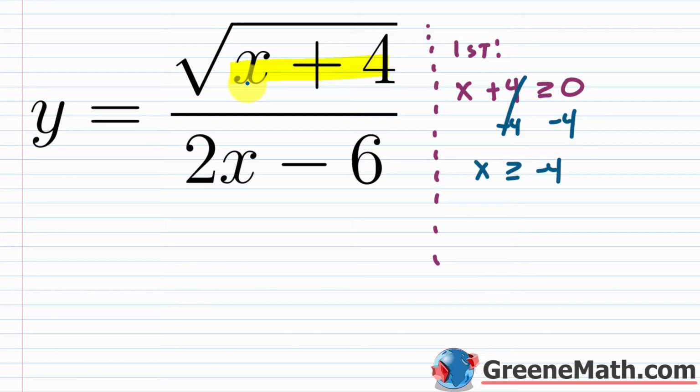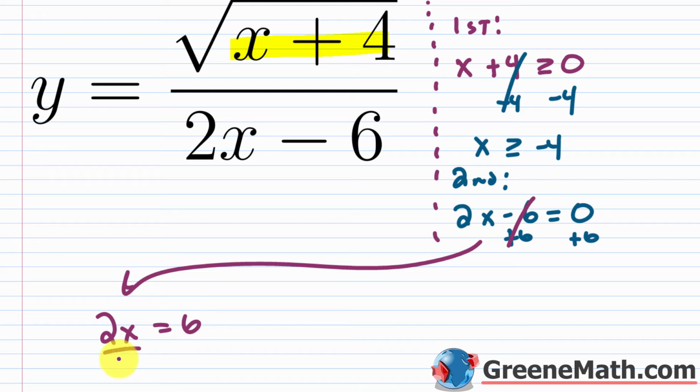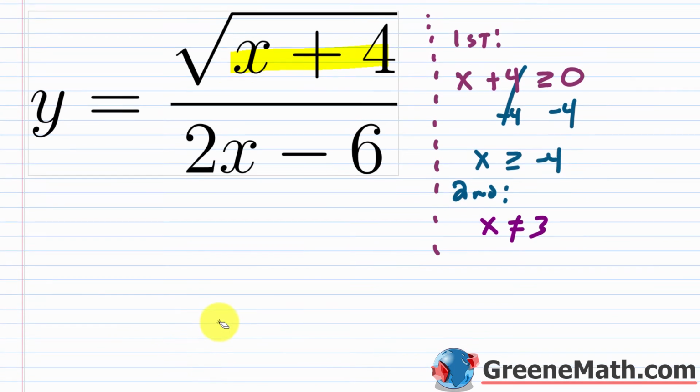But you also have to consider your second guy there, which is that this denominator cannot be 0, right? So you would say, well, 2x minus 6, if that was equal to 0, and you add 6 to both sides of the equation, we would say 2x is equal to 6. Divide both sides of the equation by 2, and we'll say that x is equal to 6 over 2, which is 3. So we would say that the second condition is that x cannot be 3, right? Because if you plug in a 3 for x, then you're going to have division by 0.